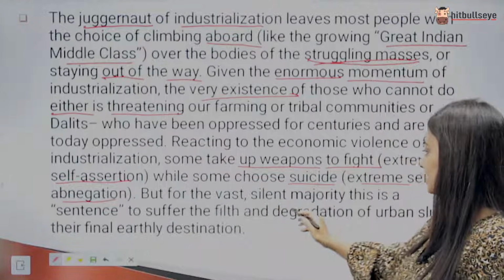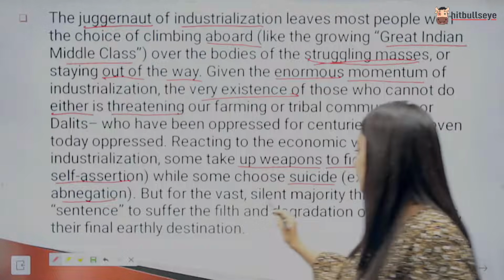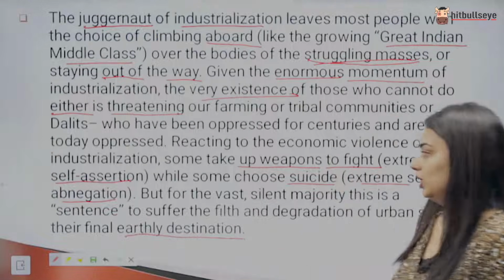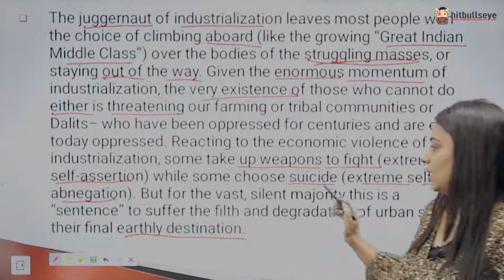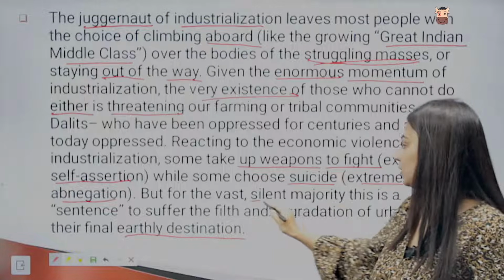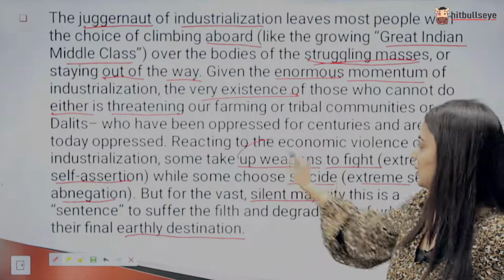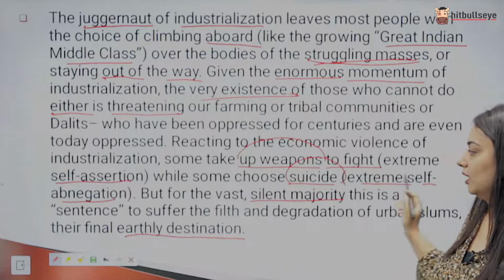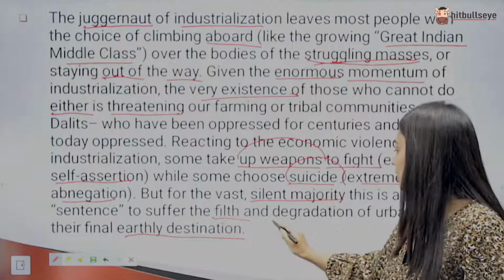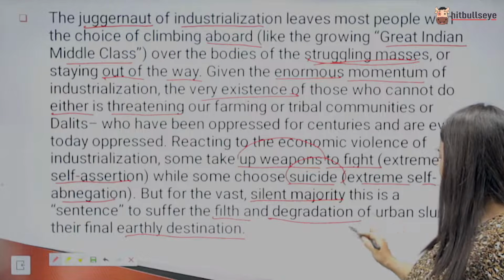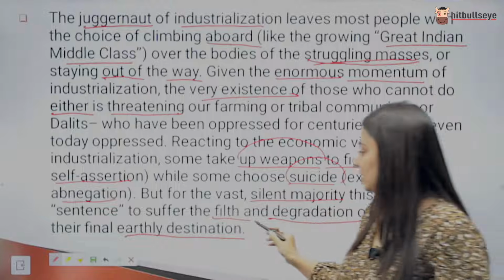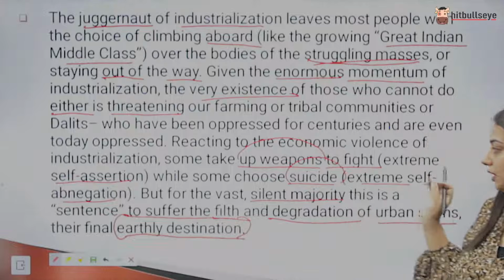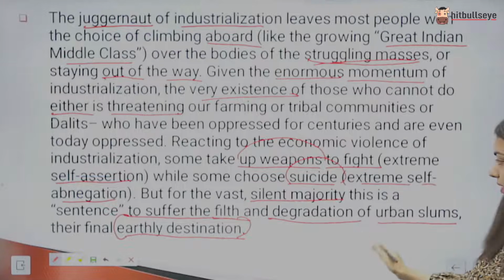But for the vast silent majority, this is a sentence to suffer the filth and degradation of urban slums, their final earthly destination. तो यहाँ पर एक थर्ड स्ट्राटा की बात हुई है. But for the vast silent majority, वो थर्ड स्ट्राटा जो है, it's neither taking up the weapons, nor opting for suicide. They are simply suffering. They are living in filth, मतलब वो गंदगी में और डेग्रेडेशन में रह रहे हैं अर्बन स्लम्स में, और उनके लिए यही अर्थली डेस्टिनेशन कह लो या हेल कह लो. They are suffering in the filthy situation as they are living in urban slums.